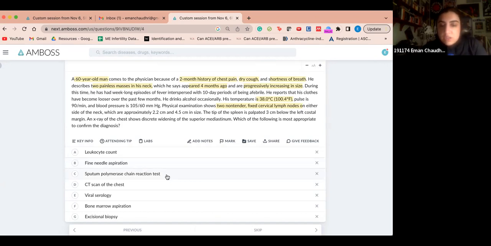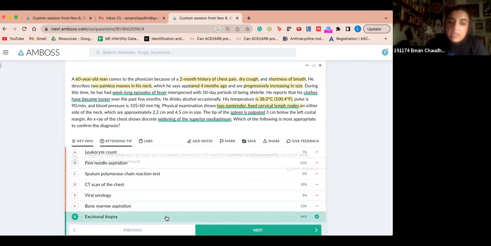Sputum polymerase chain reaction test, that's not going to give you much for the diagnosis. CT scan of the chest is going to tell you that there's maybe a mass, but it's not going to tell you which mass exactly, what the mass is made of. It's not going to tell you the exact answer. Viral serology can tell you the cause, but it's not going to tell you the diagnosis. Bone marrow aspiration, not going to tell you much. It's just going to tell you the picture of what's going on. For example, is this patient anemic? If they are anemic, is it aplastic? Do they have polyclonal or monoclonal proliferation, etc., but it's not going to give you the final diagnosis.